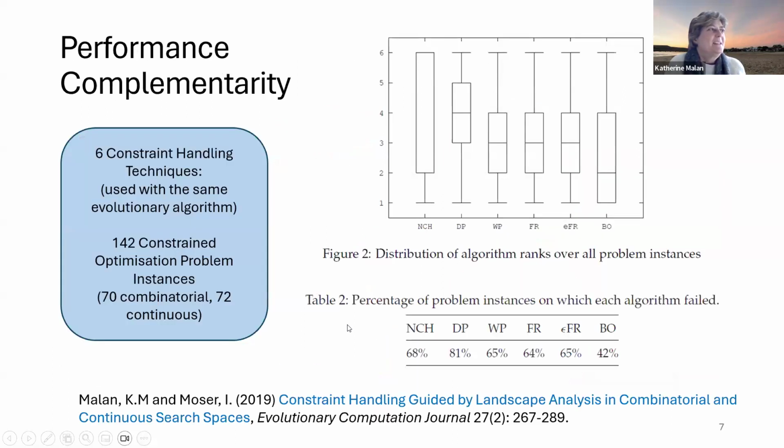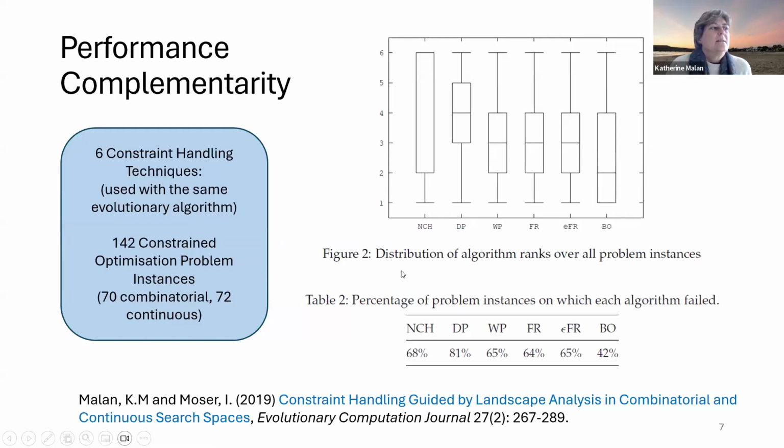So the first thing we did, that was with Irene Moser, we looked at performance complementarity. So here we were looking at constraint handling techniques used with the same evolutionary algorithm. What was interesting about this study was that we looked at problem instances in both the combinatorial and continuous cases. So we developed metadata about algorithms, about the same sort of base algorithm with the same constraint handling techniques in different domains, search domains.